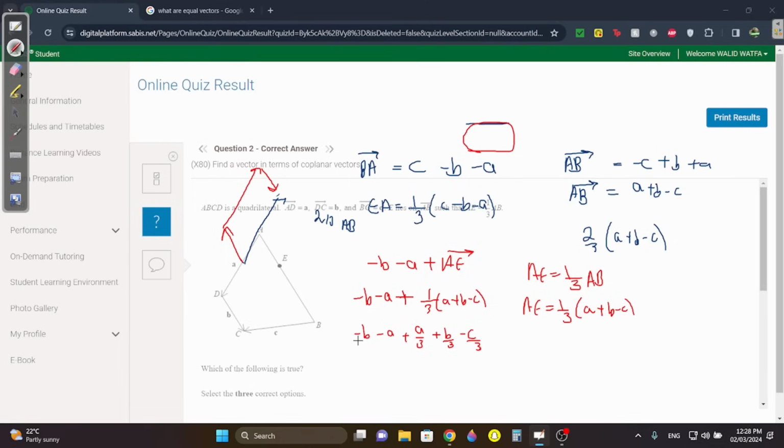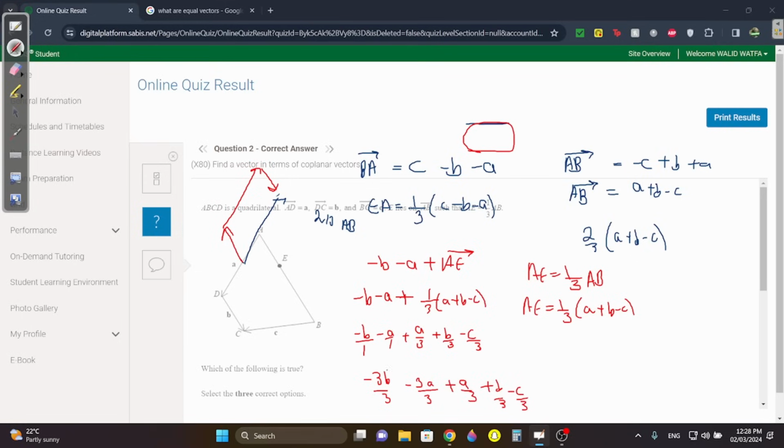Can you simplify this? Yes, right? Minus B, it's over 1. This is over 1. So how do you make it? How do we add the fractions? We have to make it the same denominator. If I just multiply by 3, it will be minus 3b over 3. Multiply by 3, minus 3a over 3, sorry, plus a over 3 plus b over 3 minus c over 3.